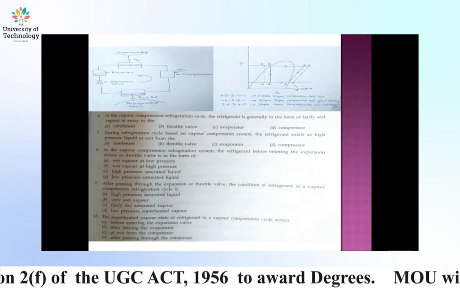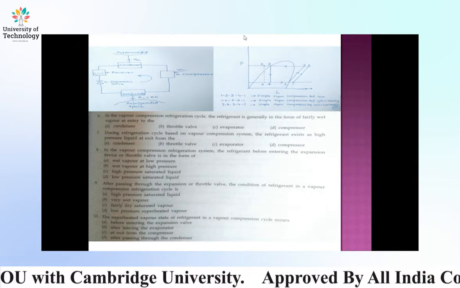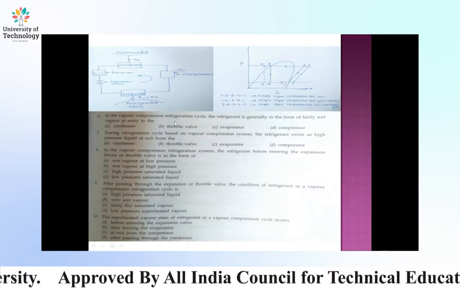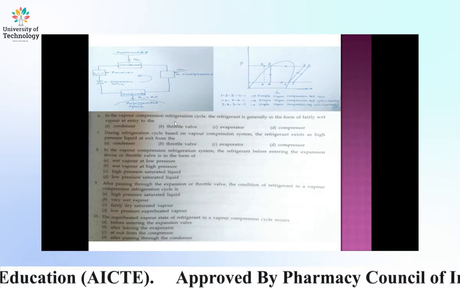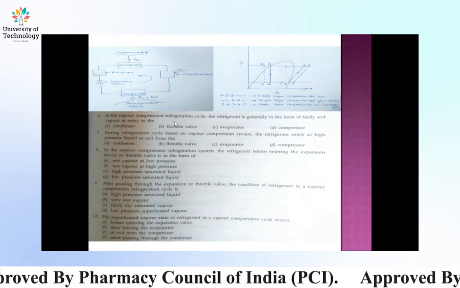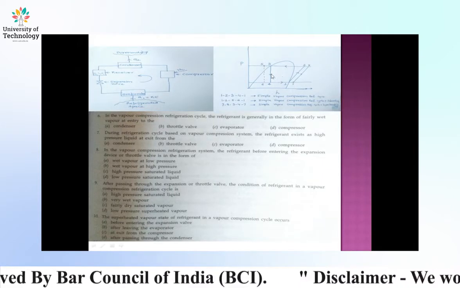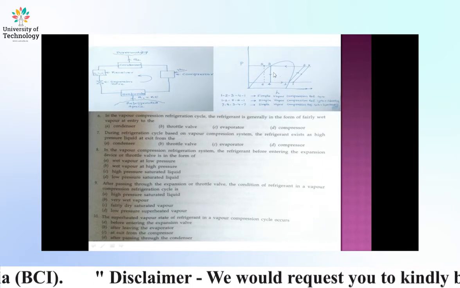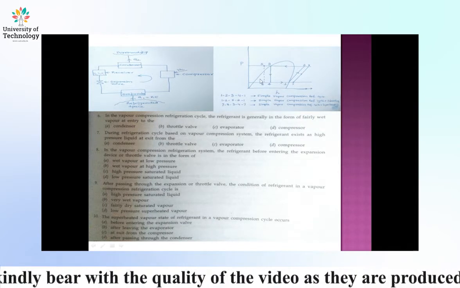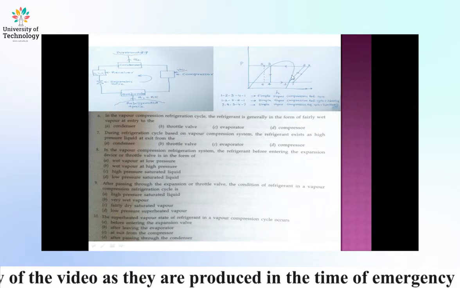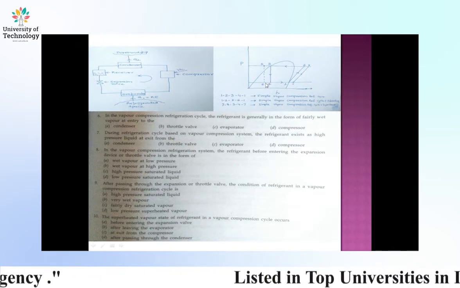Now question 6. In the vapor compression refrigeration cycle, the refrigerant is generally in the form of fairly wet vapor at the entry. Now look at this pH diagram. This is the dome. In this dome, there is a wet condition. This is wet vapor. From this critical point, this line is saturated liquid as we know, and this is saturated vapor, and in between is liquid plus vapor, meaning wet vapor. So at point 4 and point 6 there is a condition of wet vaporization.